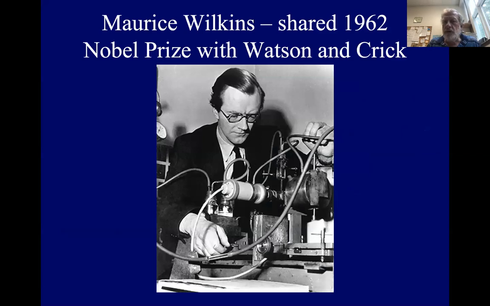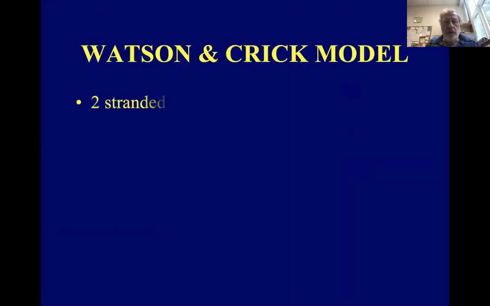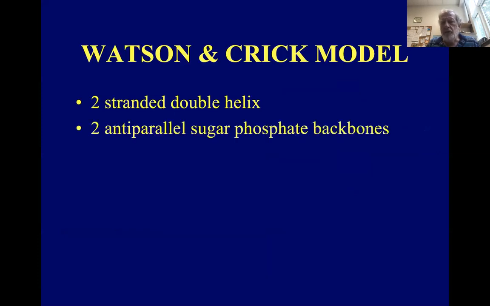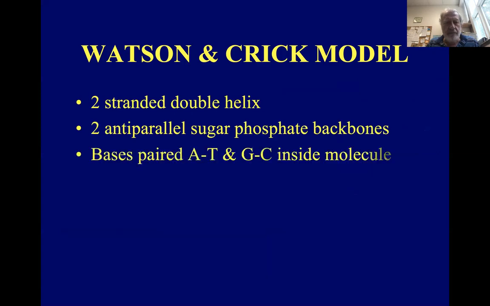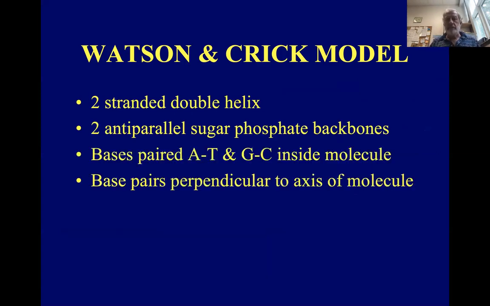And this is Maurice Wilkins, who shared the Nobel Prize with them in 1962. He was Rosalind Franklin's boss. So the Watson-Crick model says it's a two-stranded double helix, the molecule, with two anti-parallel sugar phosphate backbones. The bases are paired A to T and G to C inside the molecule, and the base pairs are stacked perpendicularly to the axis of the molecule.